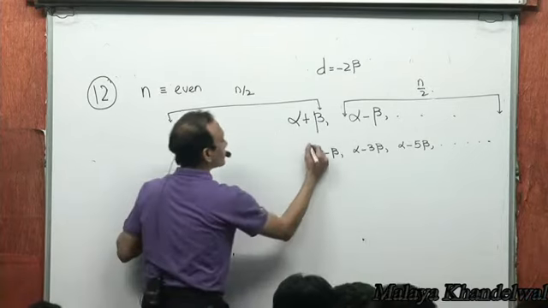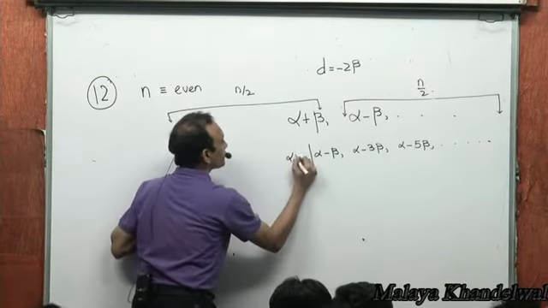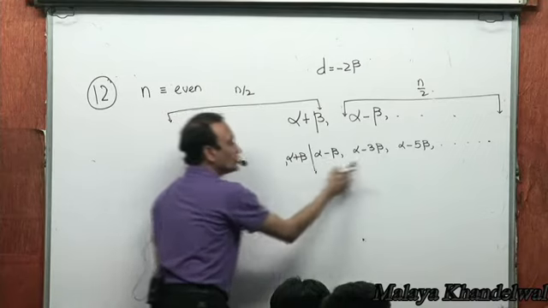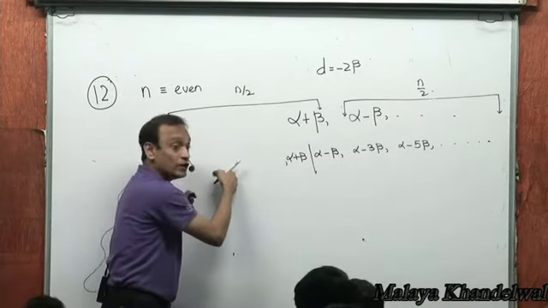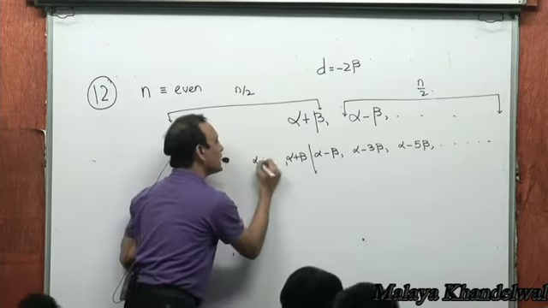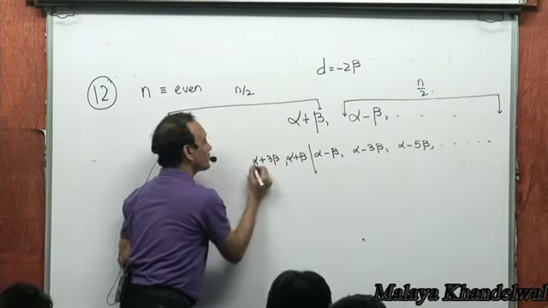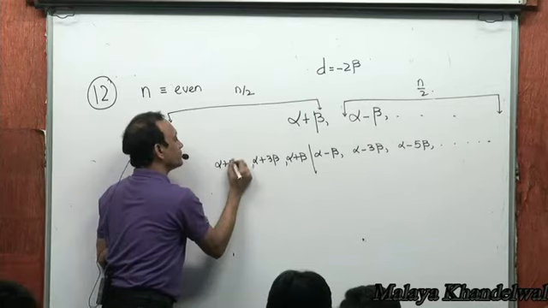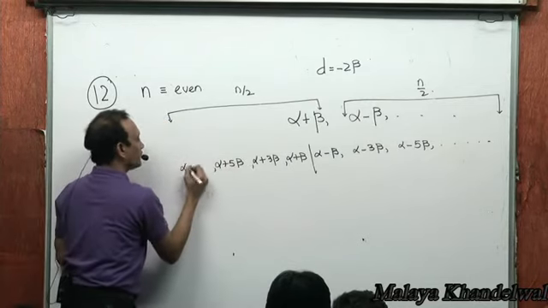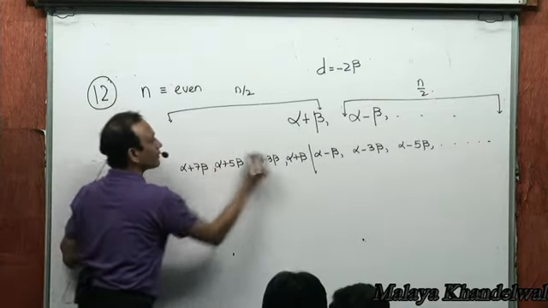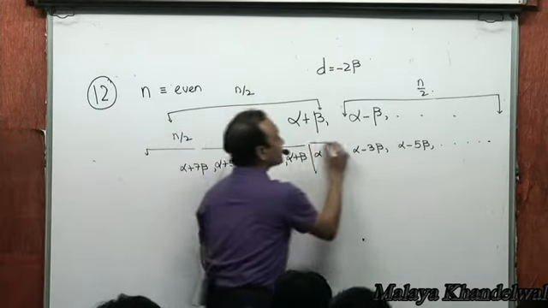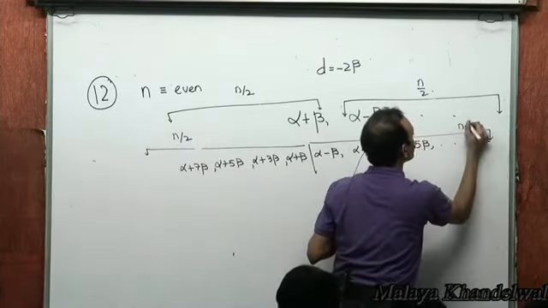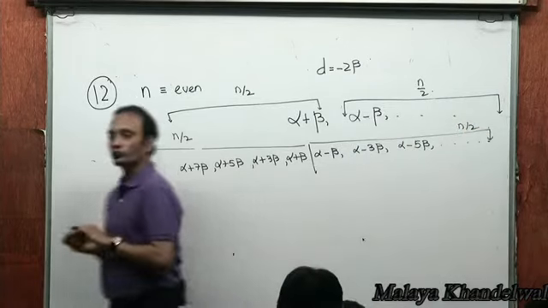Now, alpha plus beta, if I go to the right, it decreases by 2 beta, but if I go to the left, it increases by 2 beta. So then this is going to be alpha plus 3 beta, alpha plus 5 beta, alpha plus 7 beta, and so on and so forth. There are n by 2 such terms, and n by 2 such terms. Yes or no? Right?